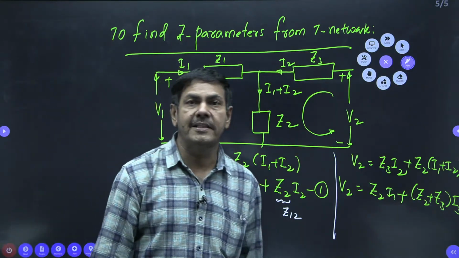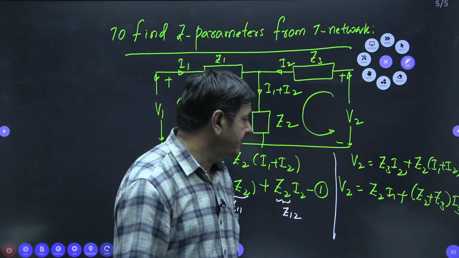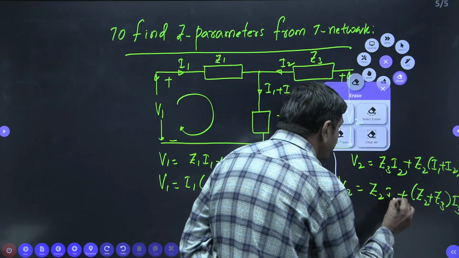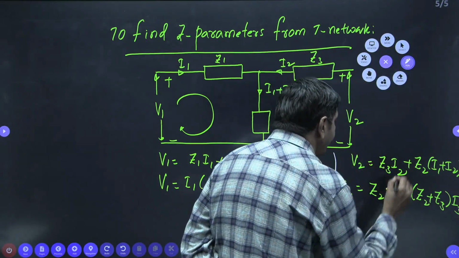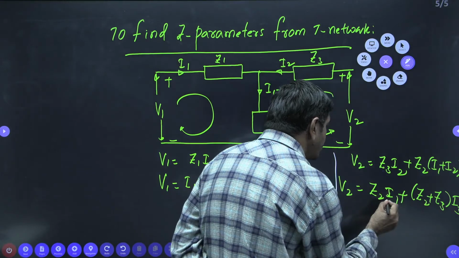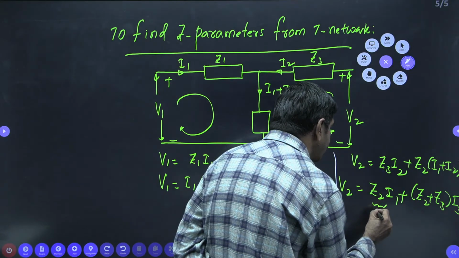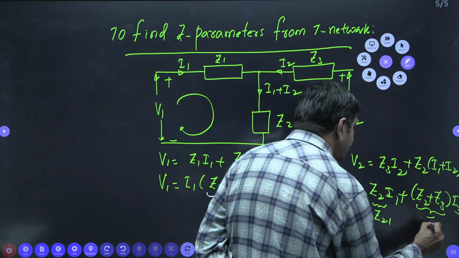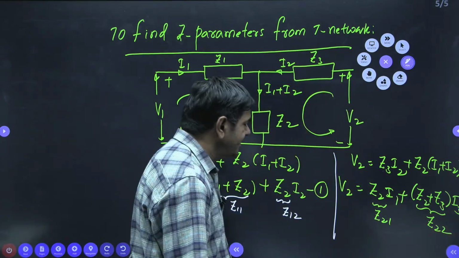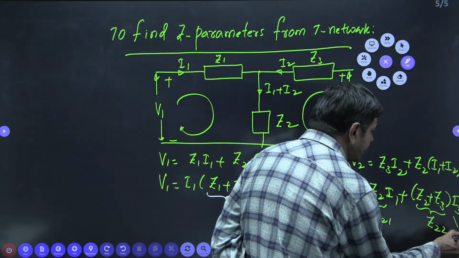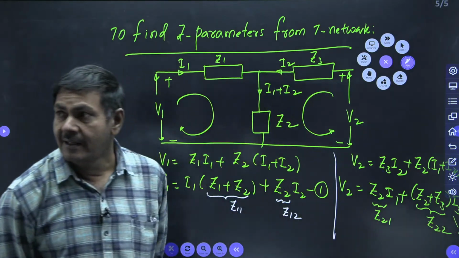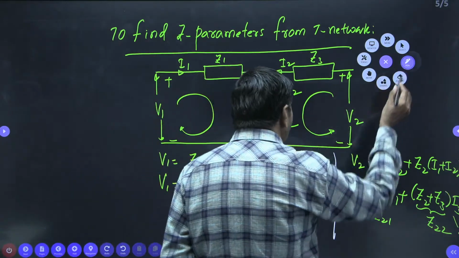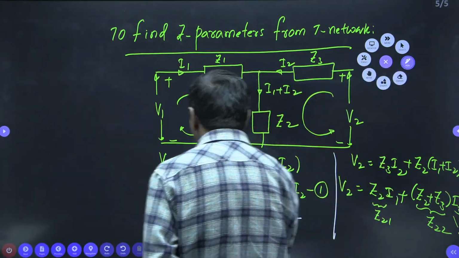When you are comparing with the Z parameters equation, V2 equal to, I'm writing here now, Z2 I can take as Z21. Z2 plus Z3 is nothing but Z22. It is in the form of Z parameters equations. So, equation 2 I have taken here. Now we can get the Z parameters by using these two equations.